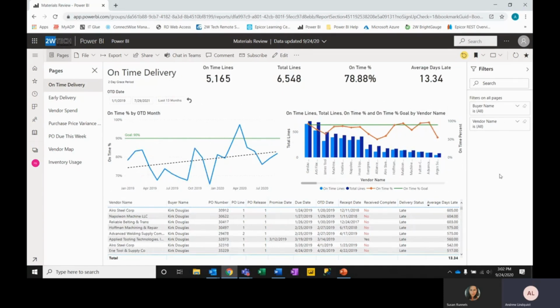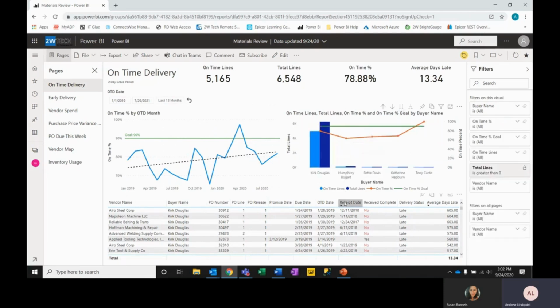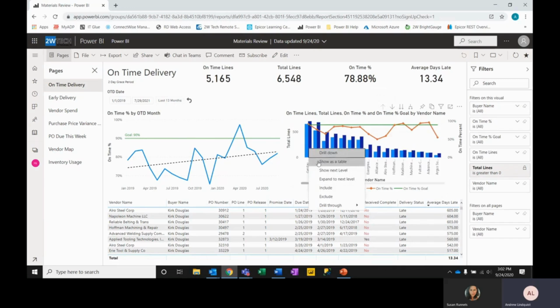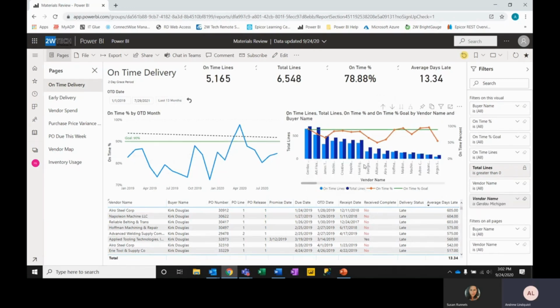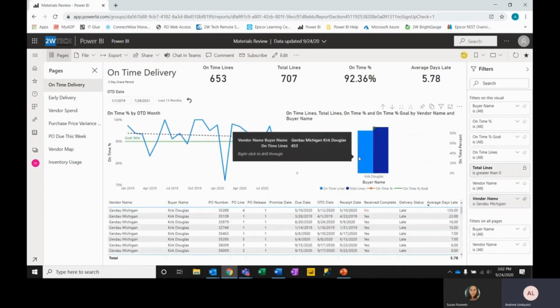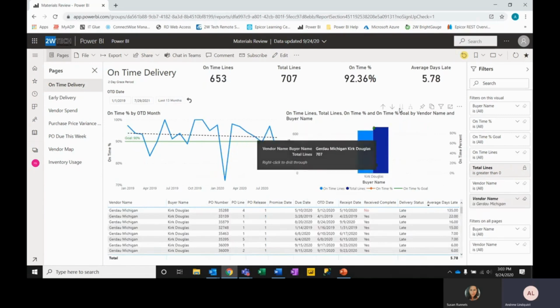Additionally, I can filter by a particular vendor using this search bar to the right. I can also change the dimension from vendor to buyer to see how various buyers performed in terms of on-time percentage. I can also drill down into a specific vendor and see the breakdown for that vendor in terms of the different buyers, which in this case is just one buyer.